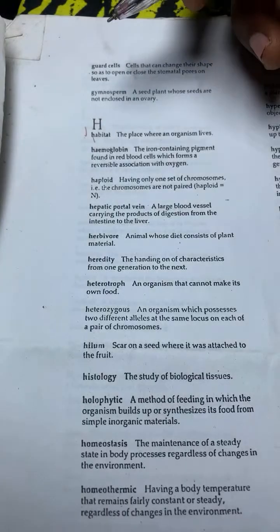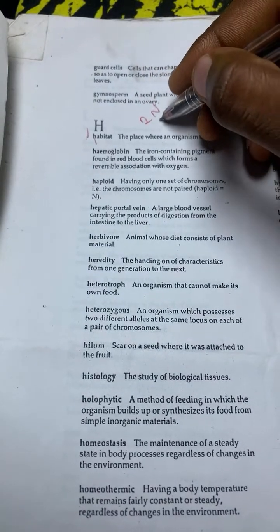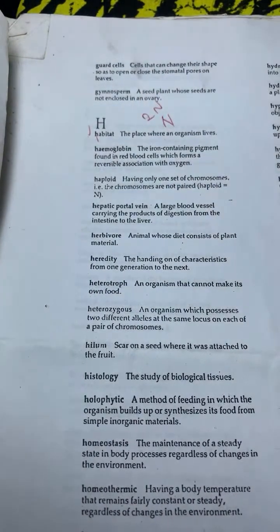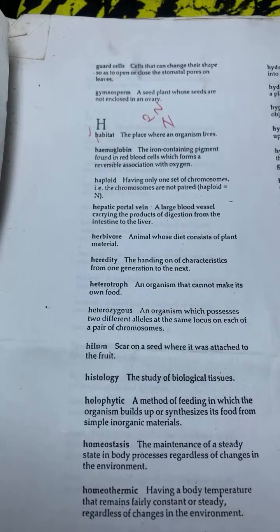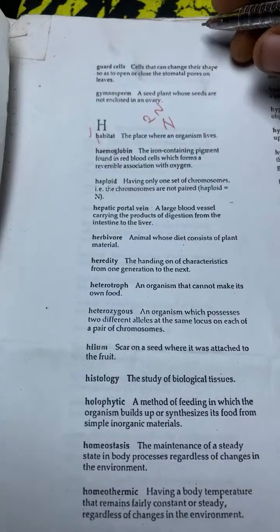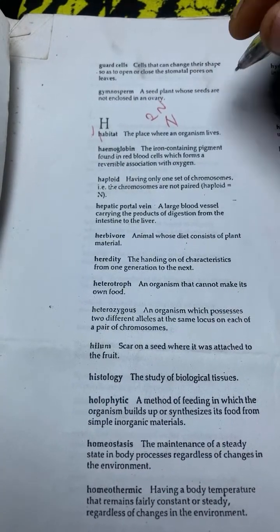Now move on to haploid. We've looked at diploid, and I told you that diploid is 2N. If diploid is 2N, that means haploid is what? Is just N. So haploid has one set of chromosomes. Now these particular chromosomes are not paired, so that's why we have what? N. But had it been diploid, it would have been what? 2N.